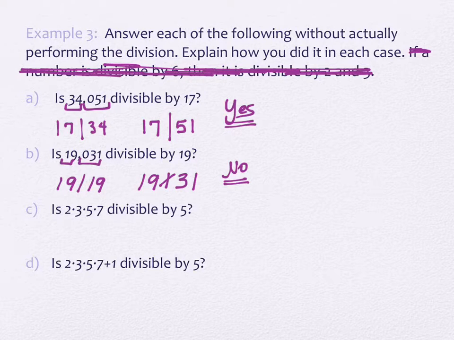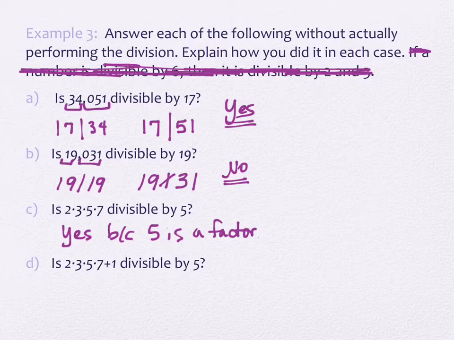If I were to multiply this out, because there's a 5 in it, it's going to end in a 5 or a 0, right? So it's going to be divisible by 5. 5 is one of the factors, and that's actually what divisibility means. I could also ask, does 2 times 3 times 5 times 7 divide by 5? And the answer is yes, because there's a 5 in that product as it's listed out. So this one's a yes, because 5 is a factor.